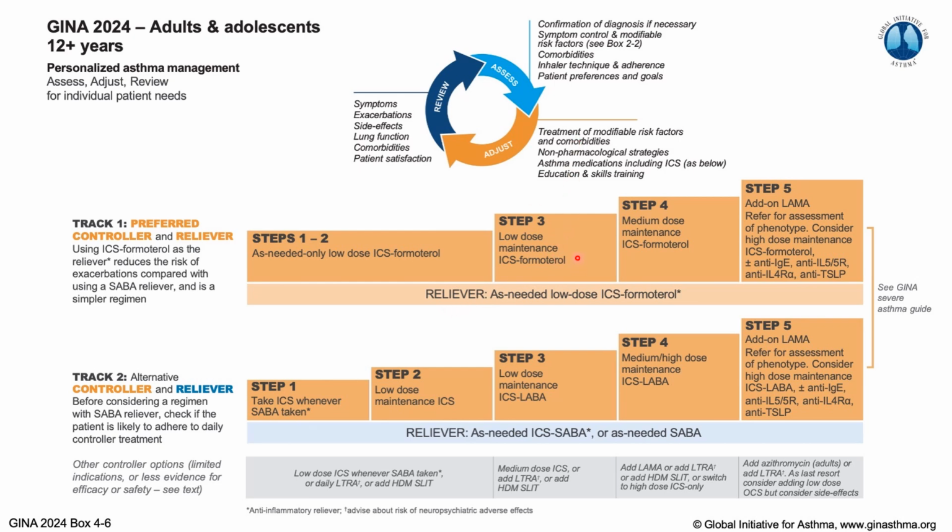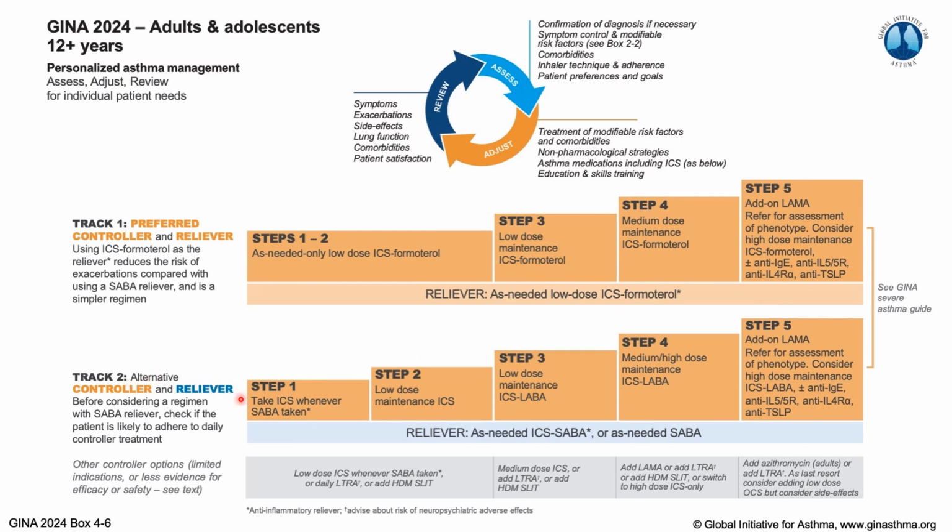So you use the same drug for maintaining, and also the same drug for relieving. Step 4, you use medium-dose maintenance ICS-formoterol and also use the same drug for reliever. Step 5 is where you now have severe asthma, where you add on LAMA and also refer for assessment of the phenotype, and you consider high-dose maintenance ICS-formoterol.